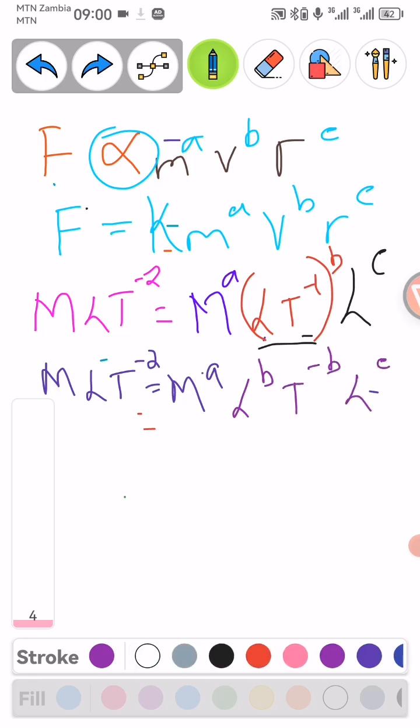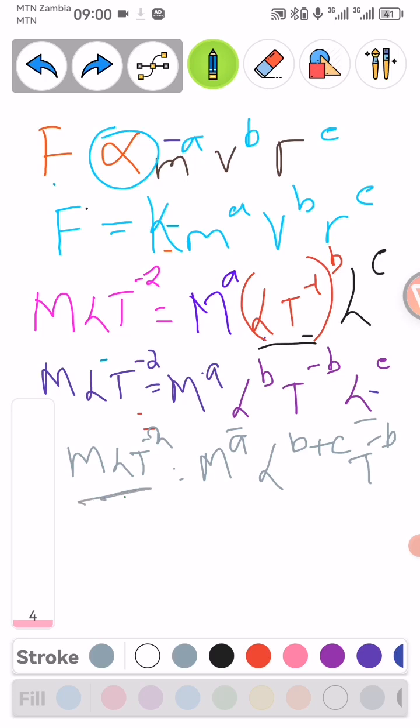Then MLT^-2 comes back, M to the power a comes back, but here we have two L's. We can combine them by writing L to the power b plus c, since these are multiplied, meaning the powers are added together. And here we have T to the power negative b. Now we can start comparing the left hand side to the right hand side.